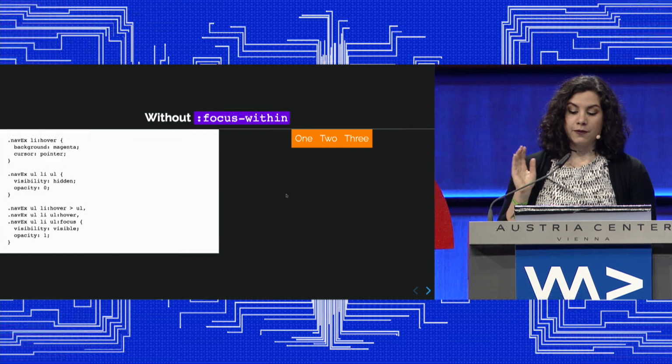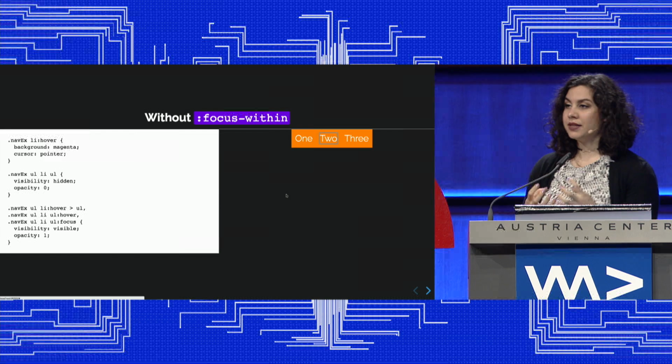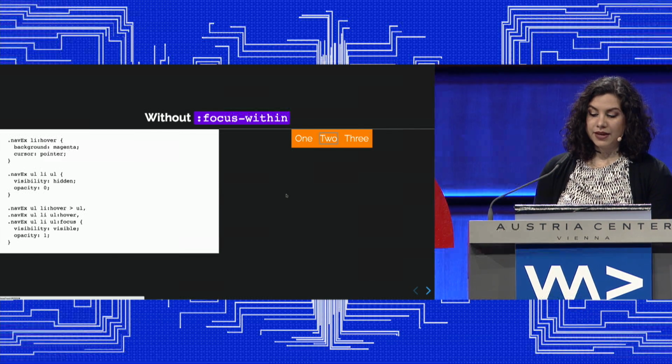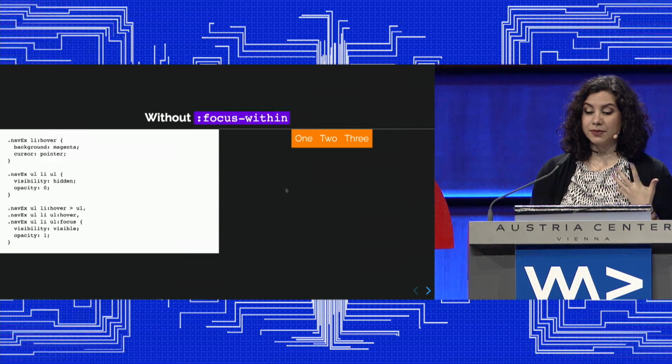But when you want to focus over it, if you're a keyboard user, you can't get into the content within that sub-menu because we're only able to focus on the parent element. And that's a real problem for a lot of users that use keyboards. For accessibility, this is a real concern.